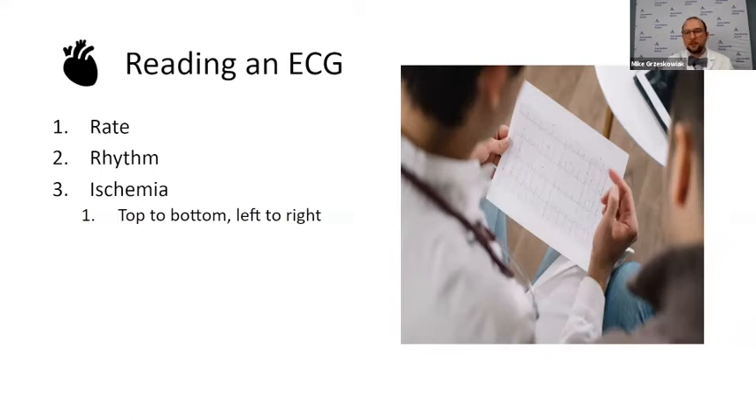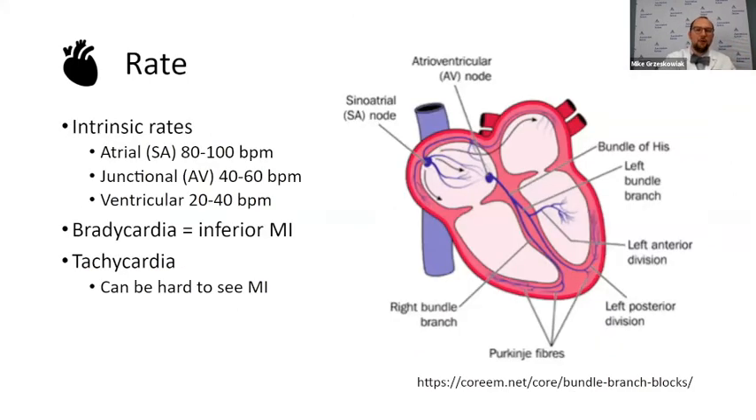When you're in the field, there's no reason to go through all the 10 steps that I go through, but I think you should go through these 3 steps every single time you look at an EKG. You've got to look at the rate, you've got to determine the rhythm, and then look at the ischemia. And when you're looking at ischemia, you should look at it top to bottom, left to right, and we'll talk about what that means. So first, talking about rate.